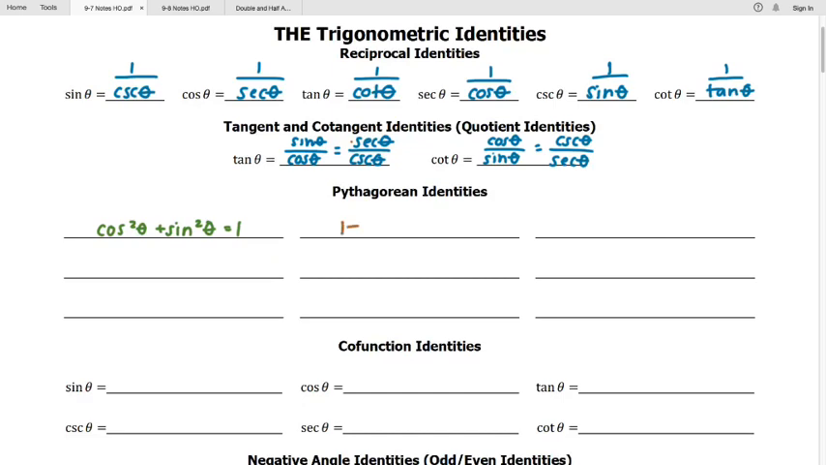So the next set is 1 plus tangent squared of theta is equal to the secant squared of theta. Again, we can always get that if we know cosine squared plus sine squared is equal to 1.